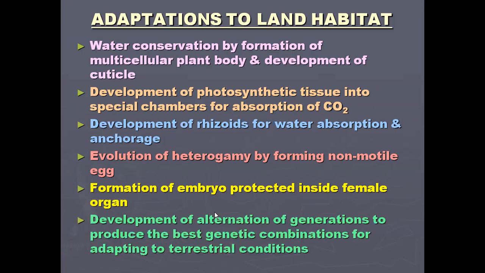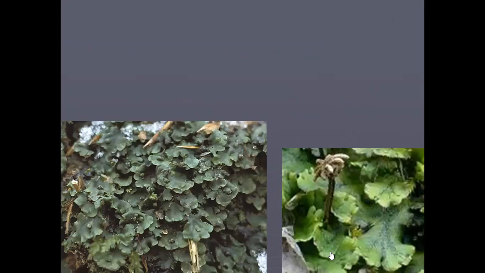Then there is the development of alternation of generations to produce the best genetic combination for adapting to the terrestrial environment. This is why alternation of generation is very important. It produces the best genetic combination because sexual reproduction is taking place and meiosis is also taking place, which adapts it to the best terrestrial environments.